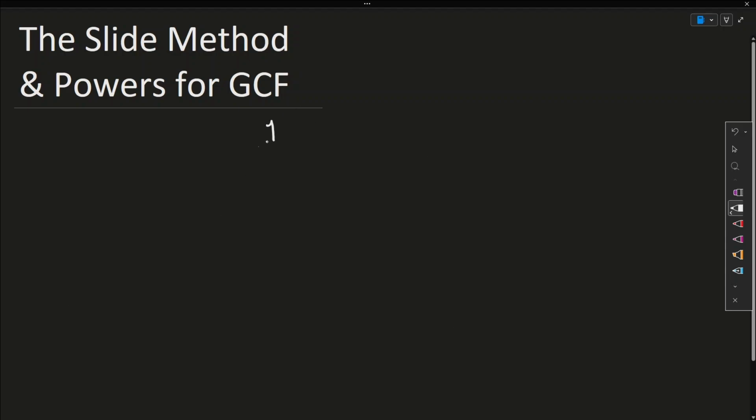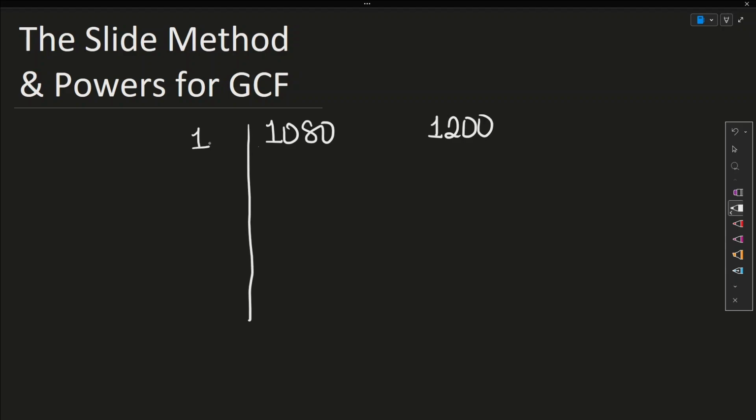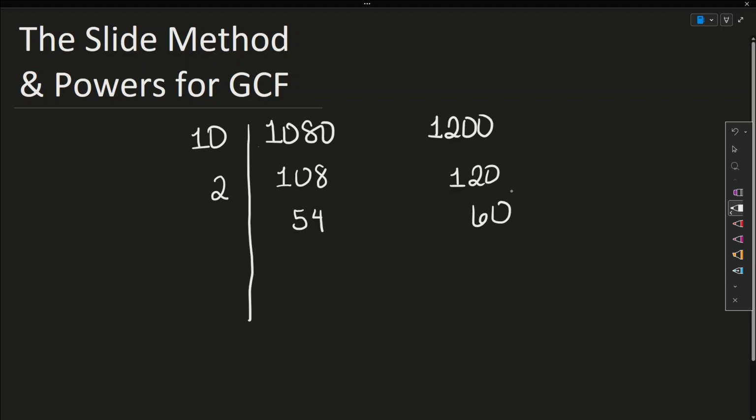Let's do this again for the numbers 1080 and 1200. Both of these do have a 10 in common. When I divide by 10, I'm left with 108 and 120. These numbers have a 2 in common. That leaves me with 54 and 60. These once again have a 2 in common, and I'm left with 27 and 30.